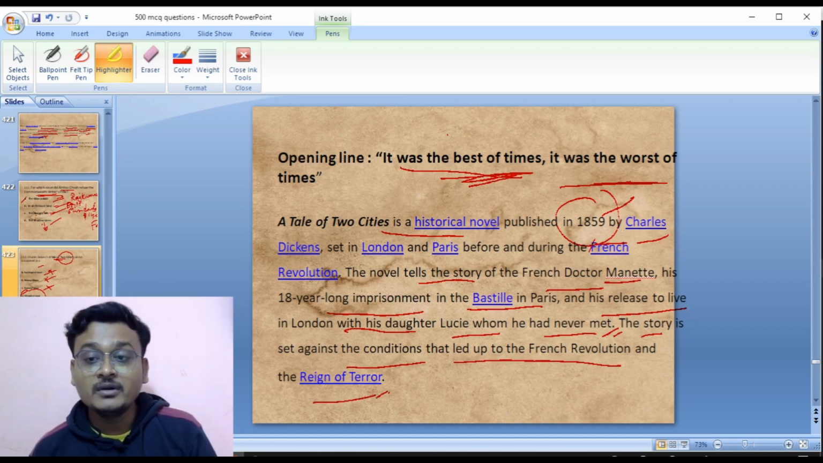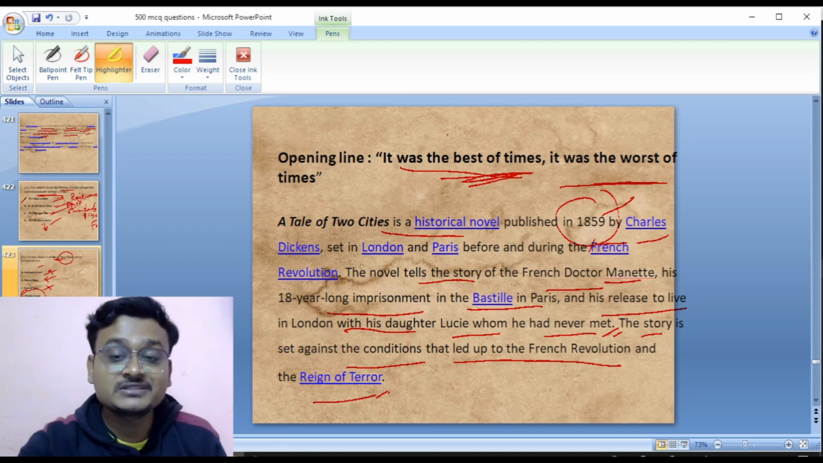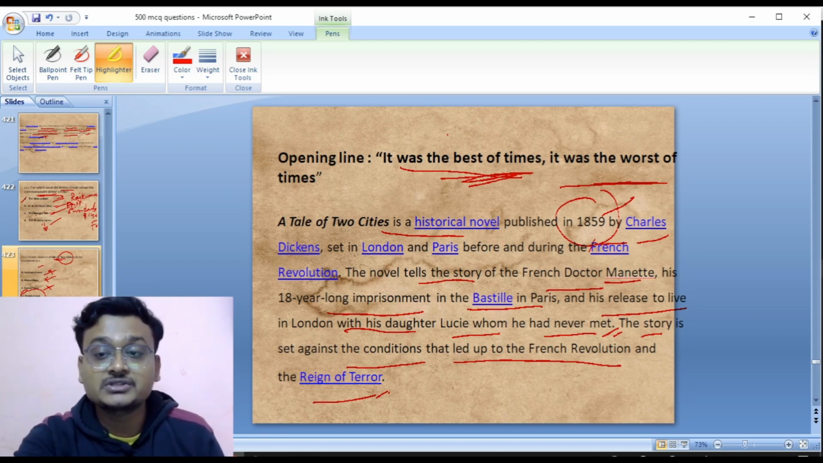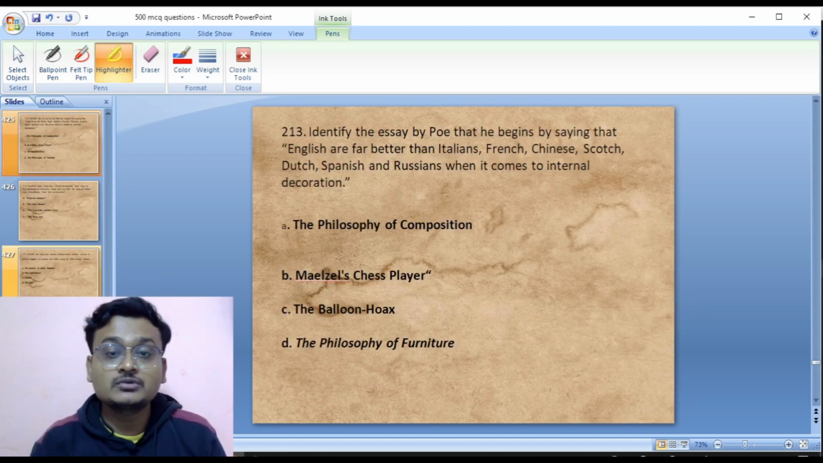So it is the story of Dr. Manette and his 18-year-long imprisonment in the Bastille in Paris. So it was the best of times, it was the worst of times, the opening line. Move to question number 213.